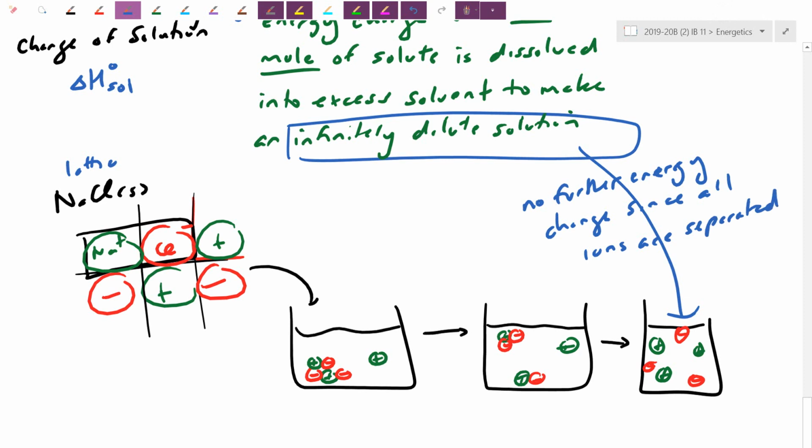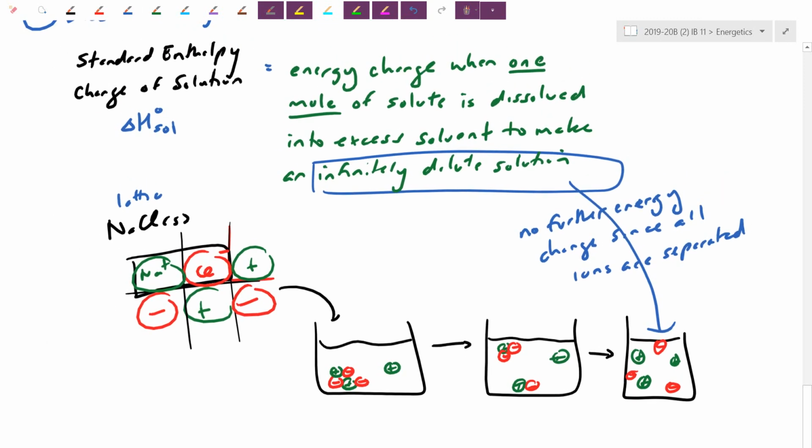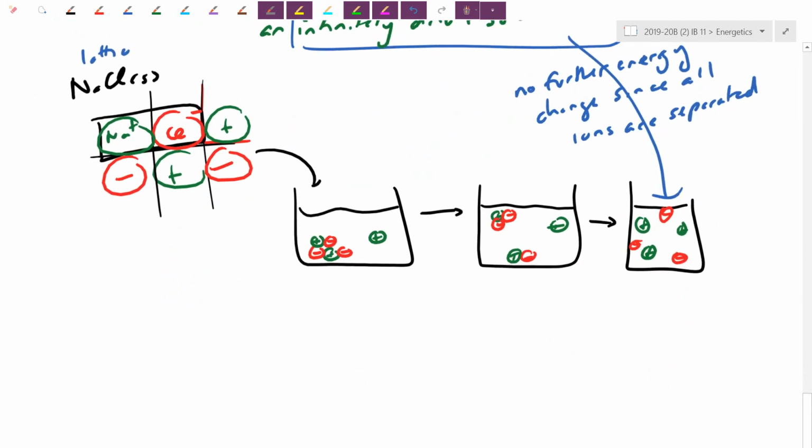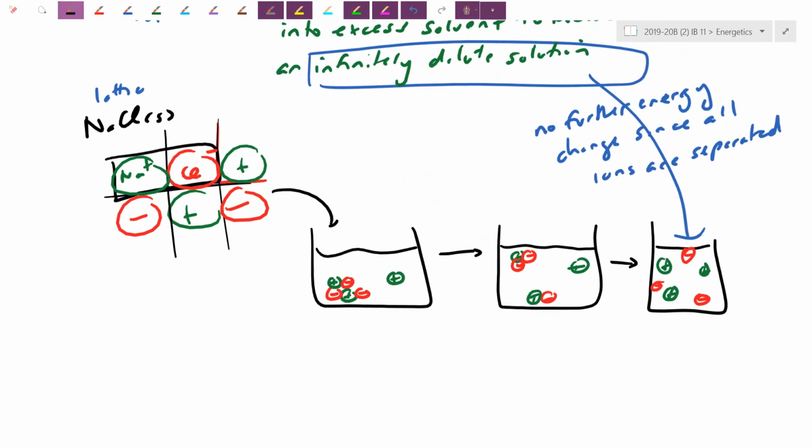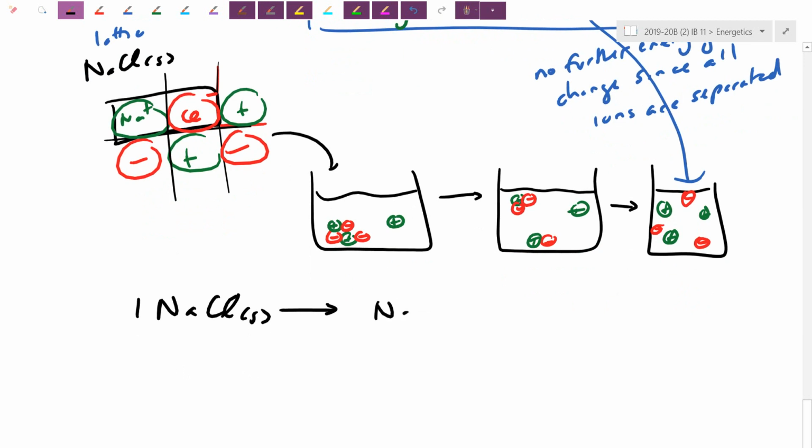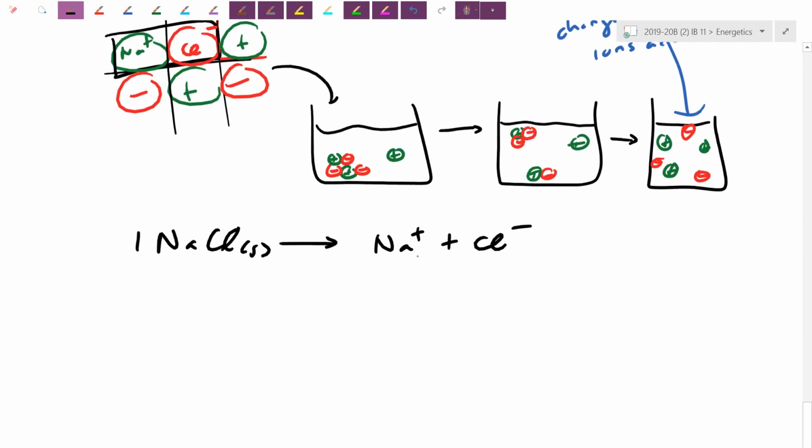Right? So you can just use that language of an infinitely dilute solution. That's what the standard enthalpy of solution comprises. When I write this out in terms of a reaction, starting off with 1 mole of NaCl, I'm going to dissolve it so completely in water that the Na+ separates from the Cl-. In this case, these two are going to be in the aqueous state.